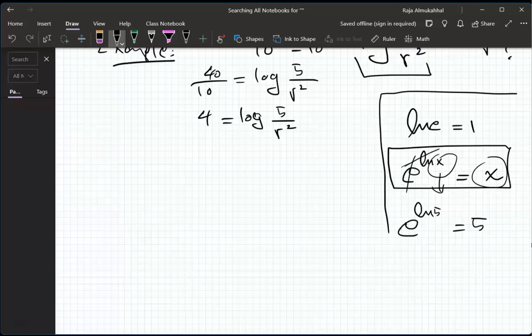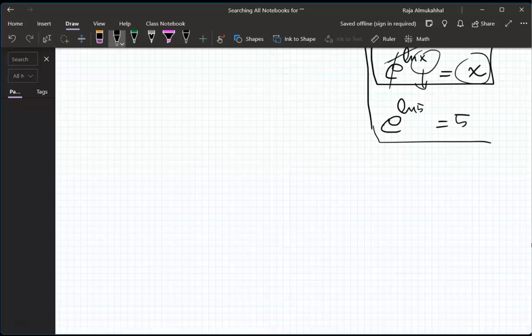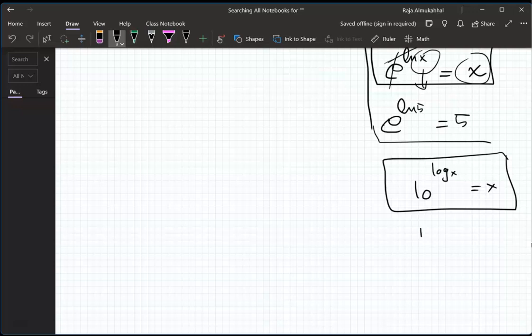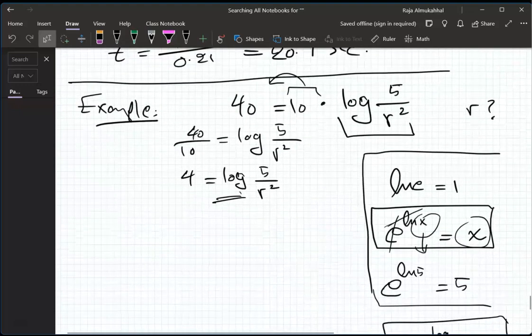Another one is, since log here is to the base 10, it has a similar identity, which is basically this: 10 to the power of log x is also equal to x. In other words, 10 to the power of log 5 is also equal to 5. You can try it with the calculator to prove to yourself that this is a true statement. Why do I need that?